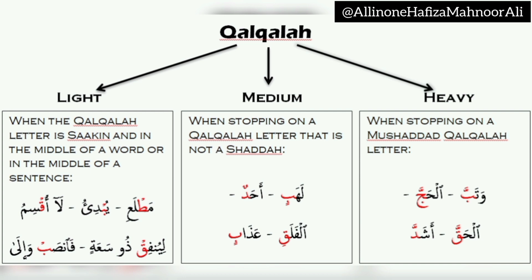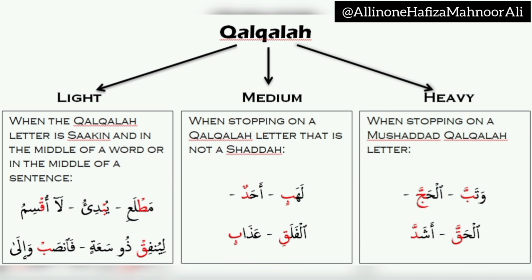Now let's look at the second type of the qalqalah. A medium qalqalah means the strong qalqalah. It applies when stopping on a qalqalah letter that does not have a shadda on it, like having a tanween on it, or it is a mutaharrik letter or a munawwan letter.